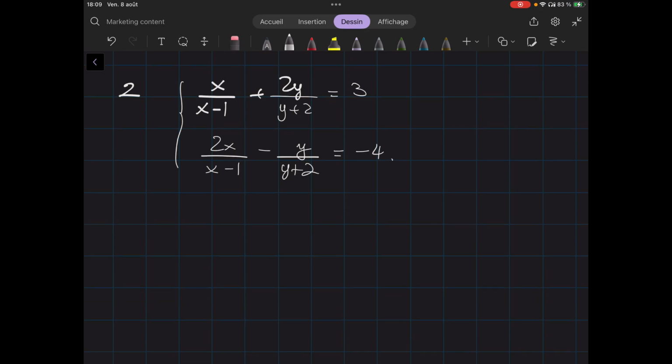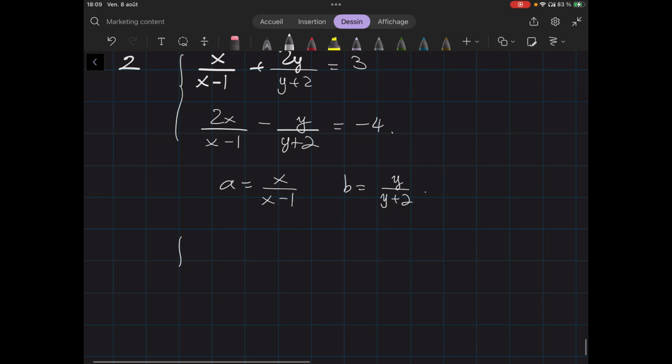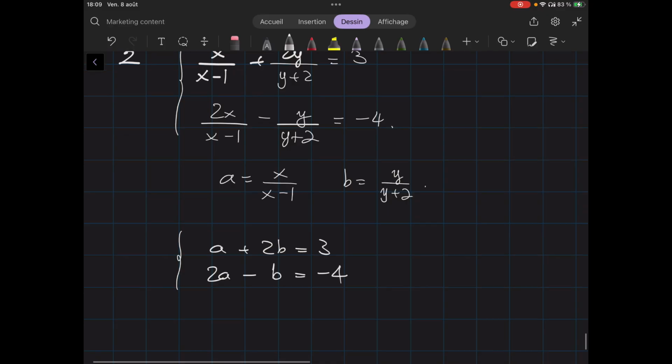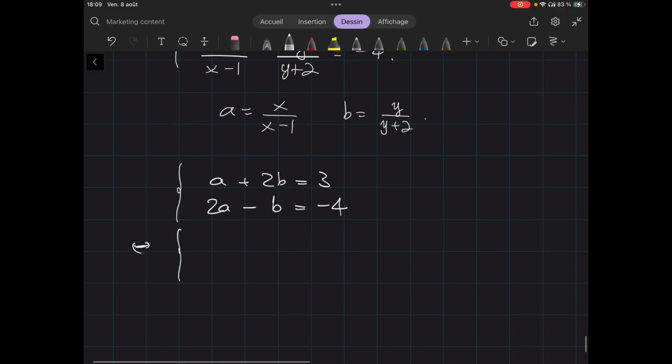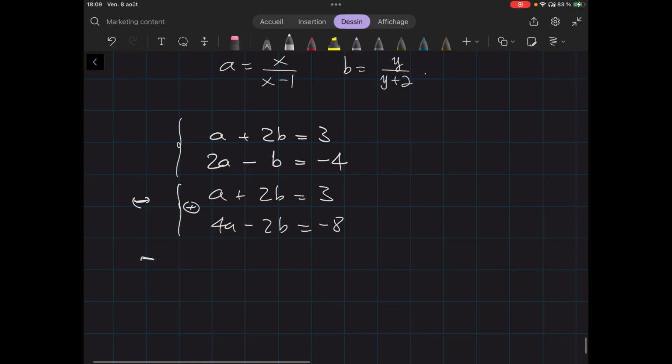If you're good with your algebra, you don't need to make any substitution. If, however, this intimidates you, please feel free to use a dummy variable once again. So let's say a is equal to x divided by x minus 1, b is y divided by y plus 2. The equations become a plus 2b is equal to 3, 2a minus b is equal to negative 4. Multiply the second equation by 2, and now we can add the two equations.